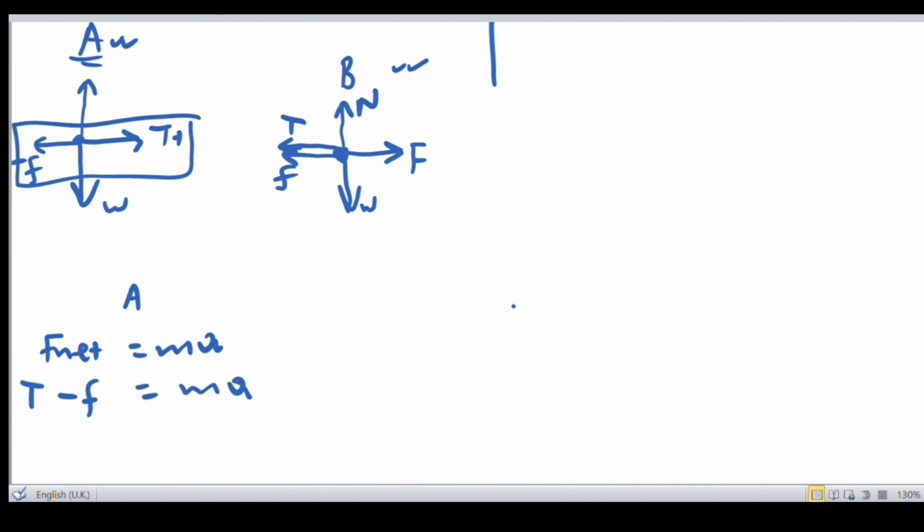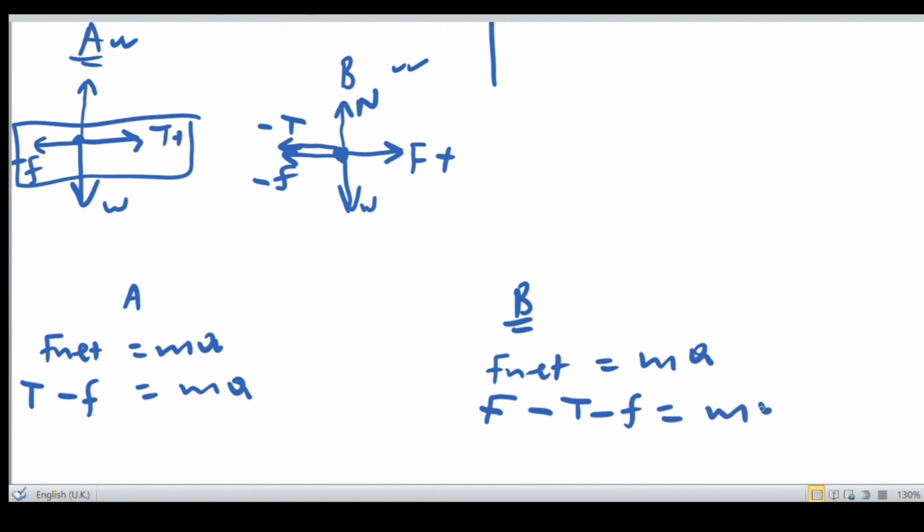Okay, then for B we have this free body diagram. We've done the free body diagram. Then the friction must be negative, which means this tension is negative, therefore this one is positive. Okay, note that. So the net force for B will be written like this: the net force for B will be the force that is applied, minus T, minus small letter f, which is equal to MA.